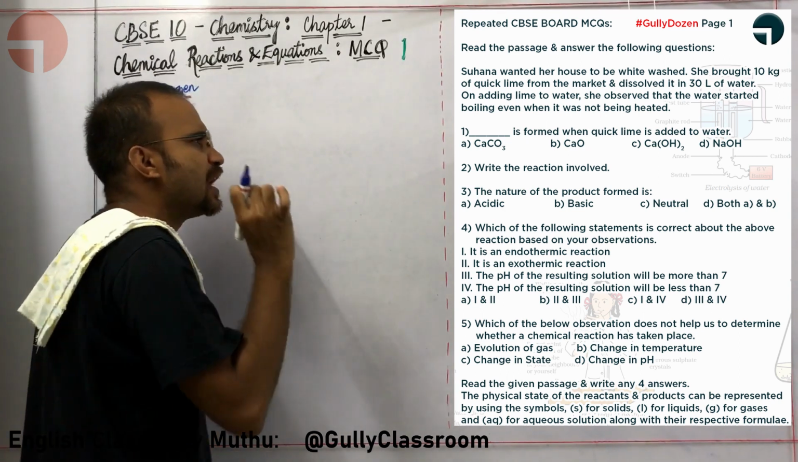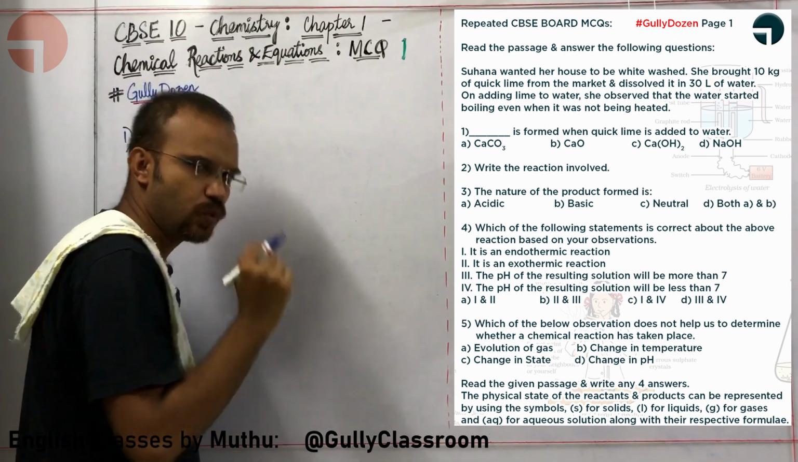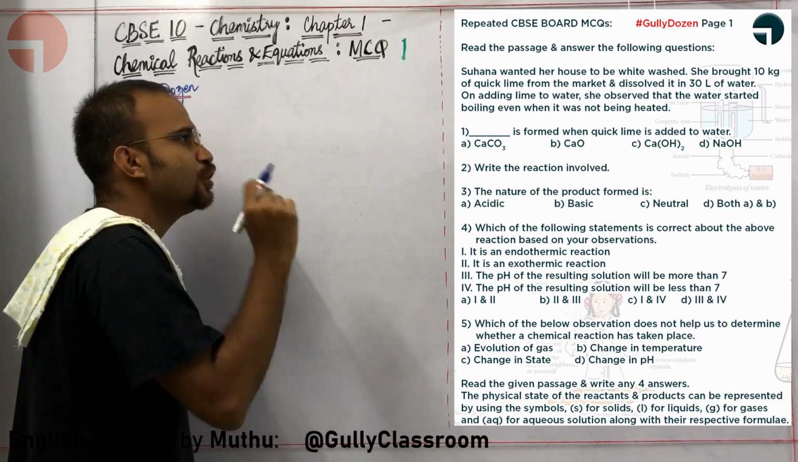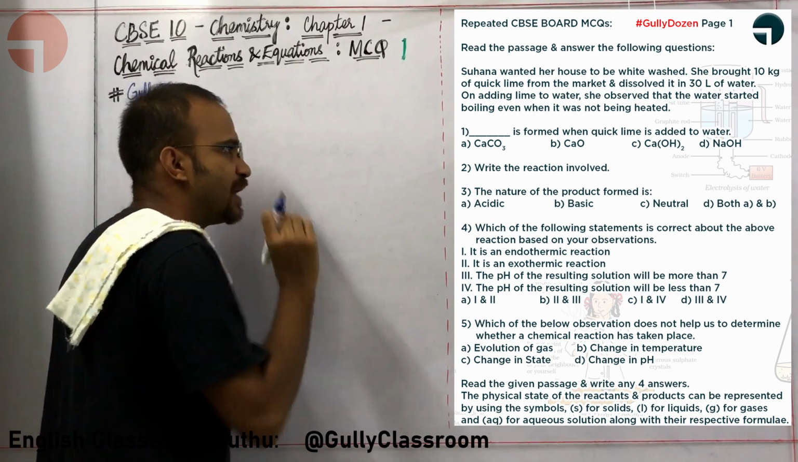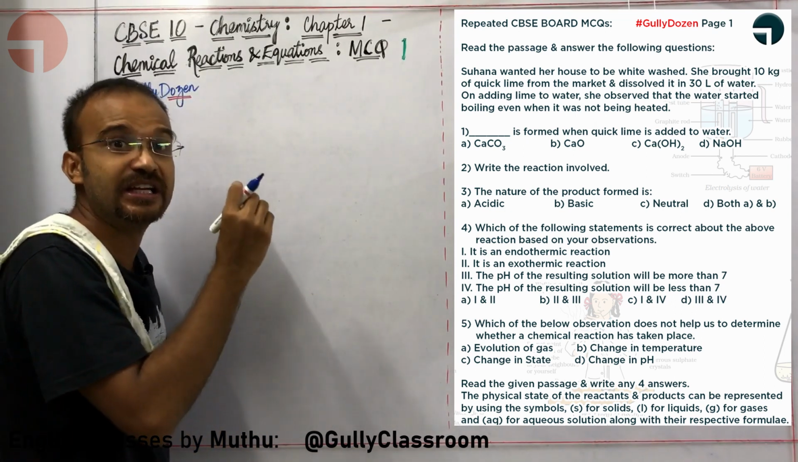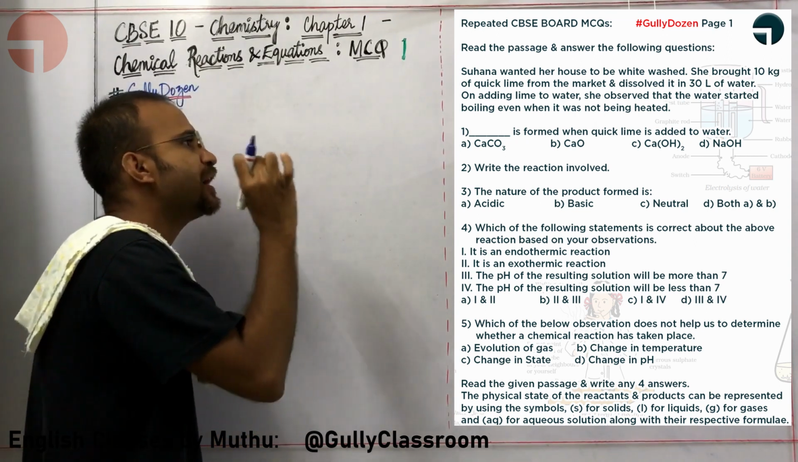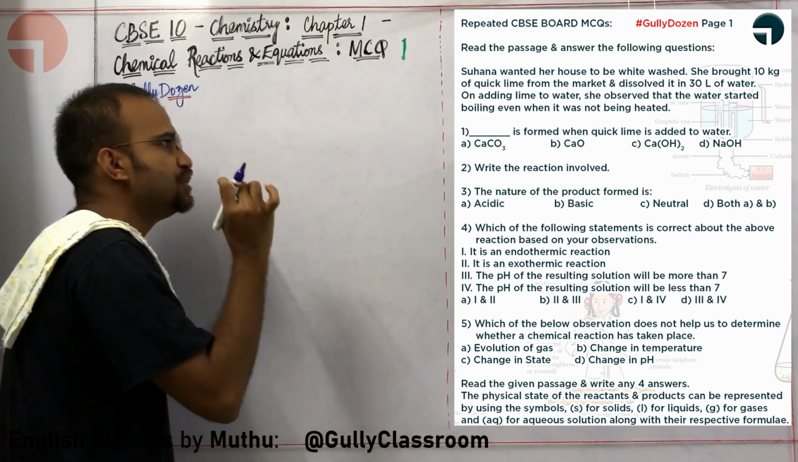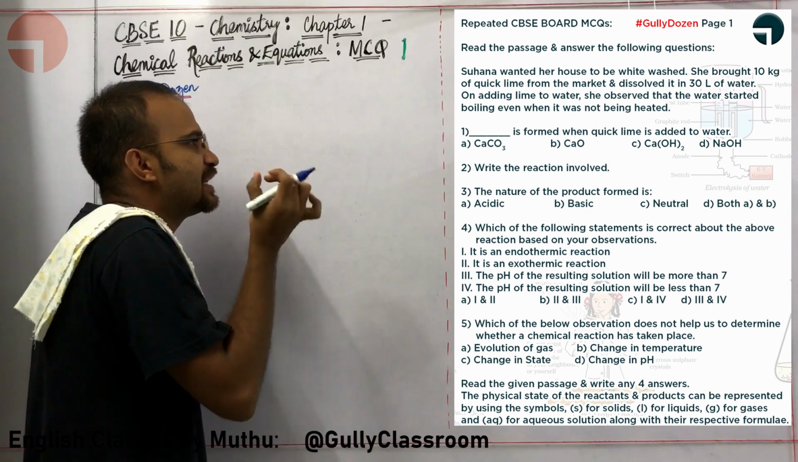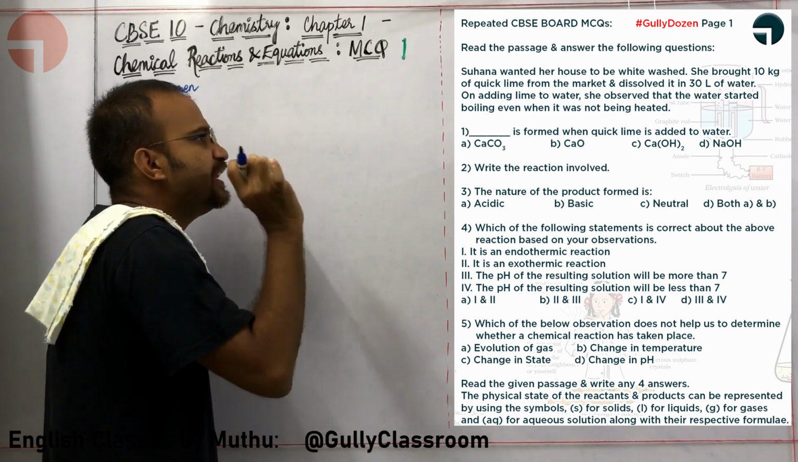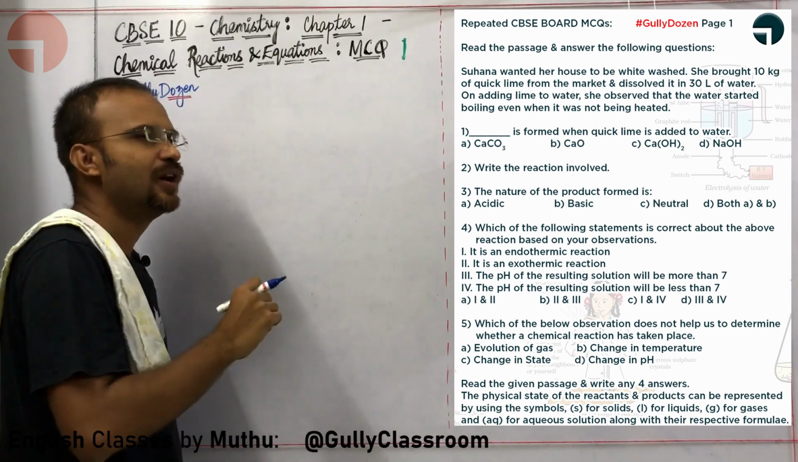Suhana wanted her house to be whitewashed. She brought 10 kilogram of quicklime from the market and dissolved it in 30 liters of water. On adding lime to water, she observed the water started boiling even when it was not being heated.